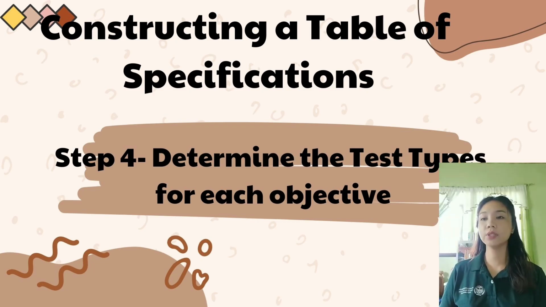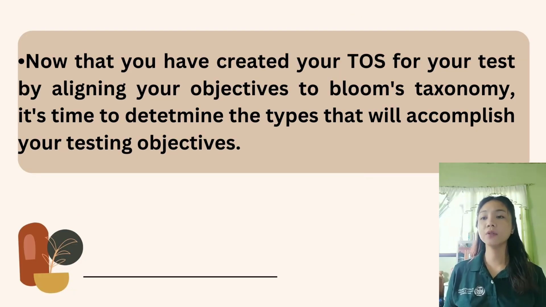The fourth step is determine the test types for each objective. Now that you have created your TOS for your tests by aligning your objectives to Bloom's taxonomy, it's time to determine the test types that will accomplish your testing objectives.